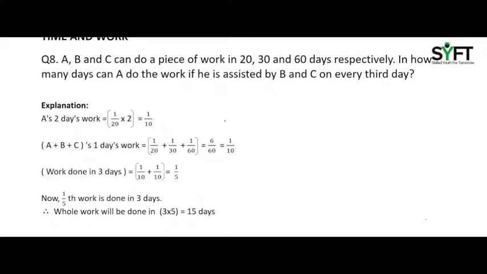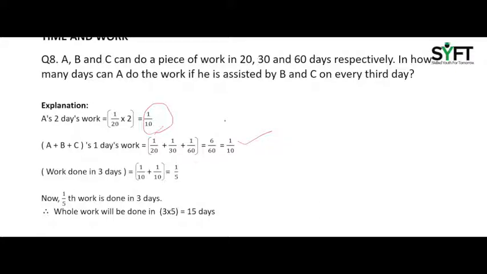A, B, C can do a piece of work in 20, 30, 60 days. So independently, A can do 1 by 20, B 1 by 30 and C 1 by 60 of the work in a day. They have worked together for 2 days. So 2 days' work of A is 1 by 20 into 2, equal to 1 by 10. For A plus B plus C, their 1 day's work is 1 by 20 plus 1 by 30 plus 1 by 60. That is nothing but 6 by 60, equal to 1 by 10. Just you have to add.